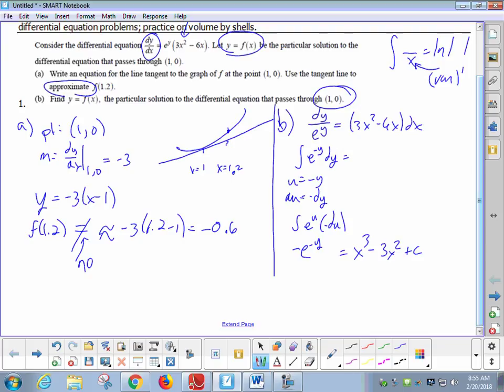If I put 1, 0 in, then I get negative e to the 0 equals 1 minus 3 plus c. And so that would imply that c is negative 1 plus 2, or 1. Do you agree?